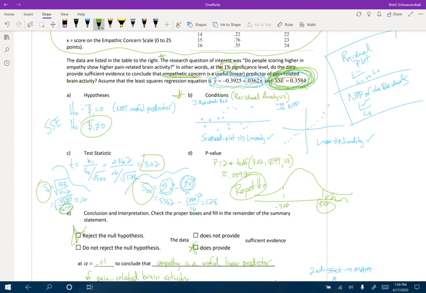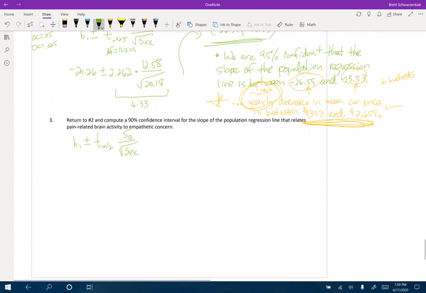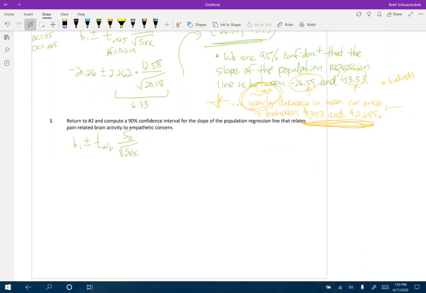Well, it turns out that because I've made this a little easier, so we don't have to go crazy with this, from number 2 we actually have a bunch of this information. So we learned that B1, the slope, was 0.0362. We learned that the standard error was 0.16. We calculated that, and we learned that Sxx was 178. Okay, so in a typical problem from scratch, you would just need to find these the same way we found them, basically.